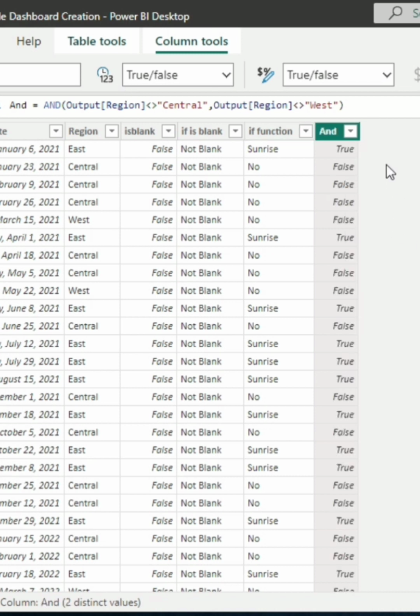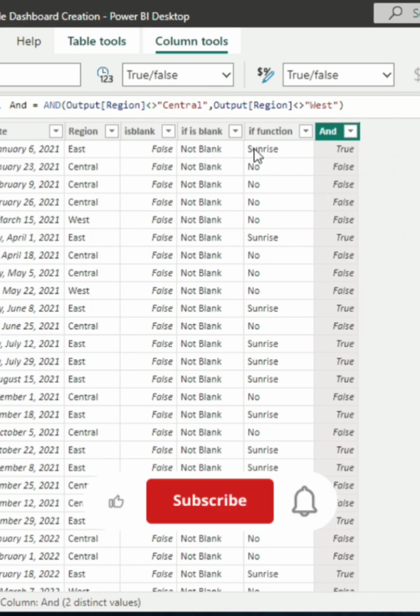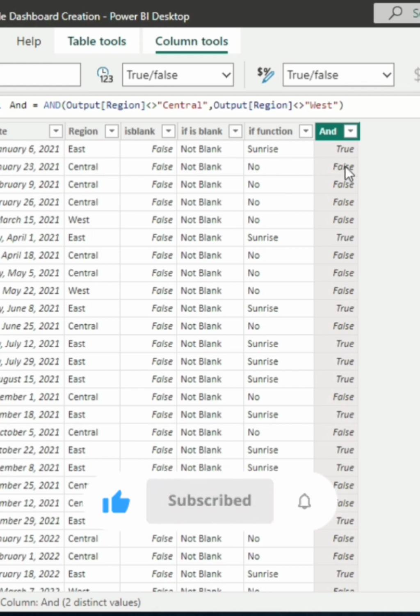You can see you get the false wherever it is no, because in the if condition, if it is no then it's a false.